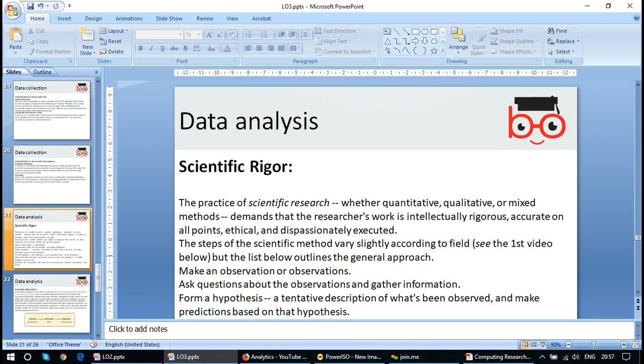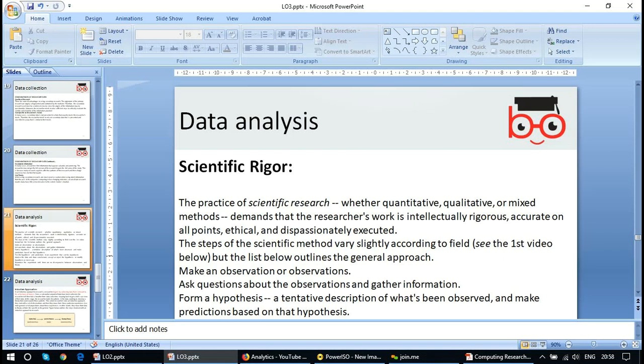The practice of scientific research, whether qualitative, quantitative, or mixed, demands that the researcher's work is intellectually rigorous, accurate on all points, ethical, and dispassionately executed. So that is called scientific rigor. You are trying to produce genuine research.